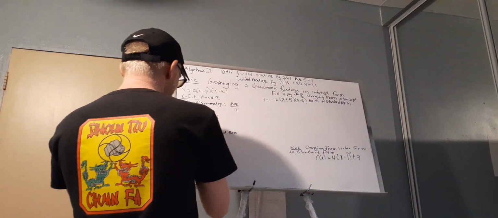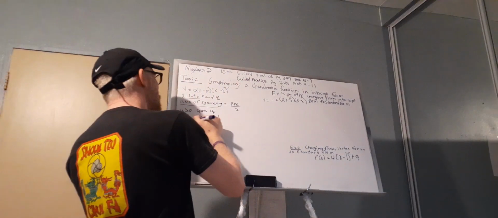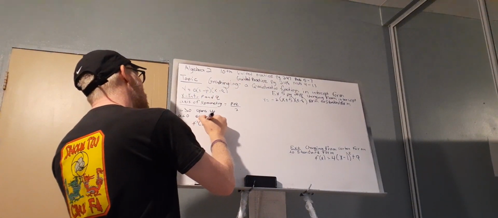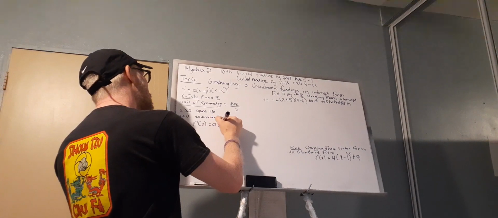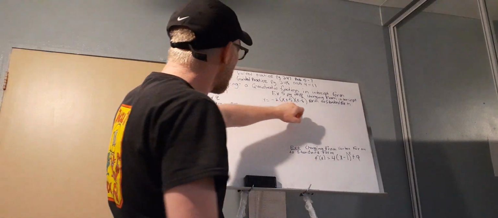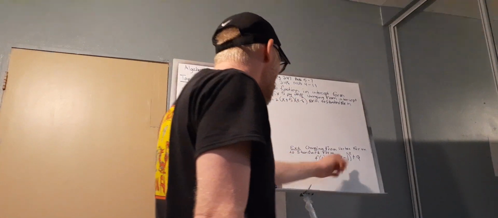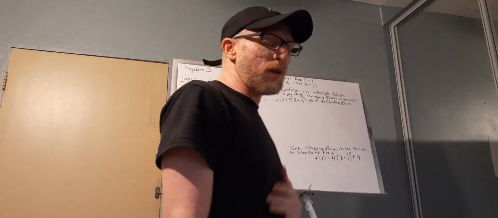Okay, so if you don't remember, standard form was this: f of x equals ax squared plus bx plus c. So we're actually going to turn intercept form into standard form, and then we're actually going to do vertex form into standard form. Now they look complicated, but they're quite simple.